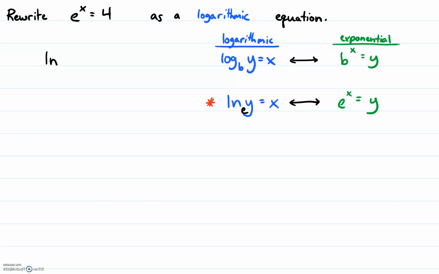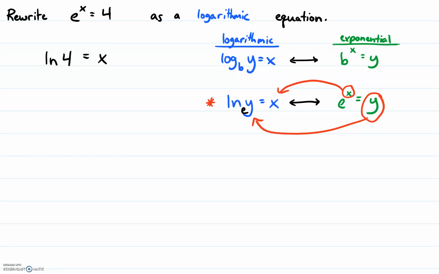So the x, over here with e to the x, that's the exponent part, and it ends up going on the other side of the equal sign. So that's exactly what we'll do for our problem. We have e to the x, so we know the x will go on the other side of the equal sign. And then the y originally was the number on the other side of the equal sign in the exponential form, and that goes inside of the log in the logarithmic form. And so our 4 is going to go inside of the log.